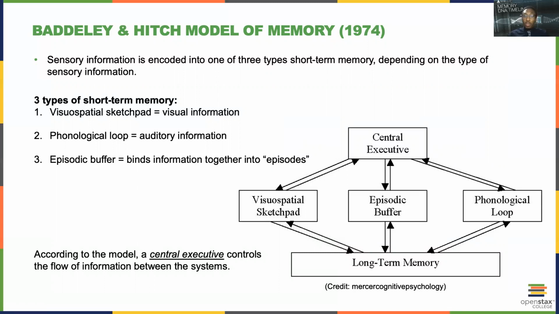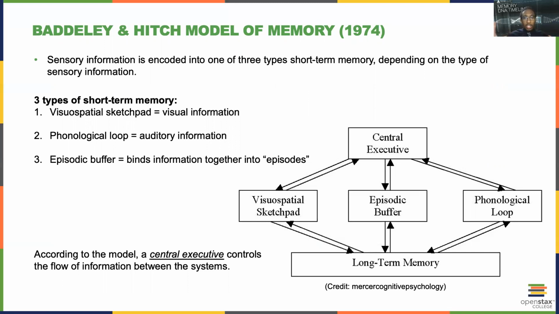So in this model, visual information goes into a construct called the visual spatial sketchpad, whereas auditory information, sounds, goes into something called the phonological loop. And then the information from both of those sources are connected by something called an episodic buffer, which is something that binds together multiple sensory experiences into singular episodes.